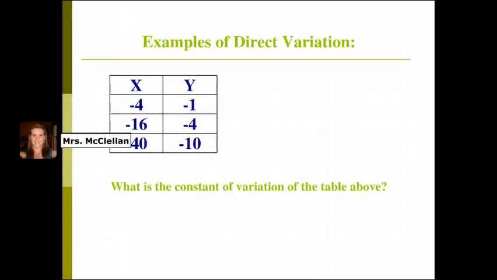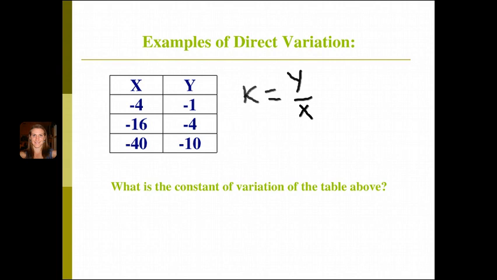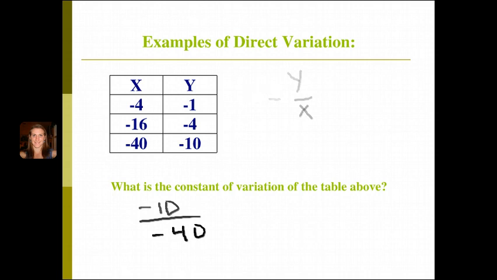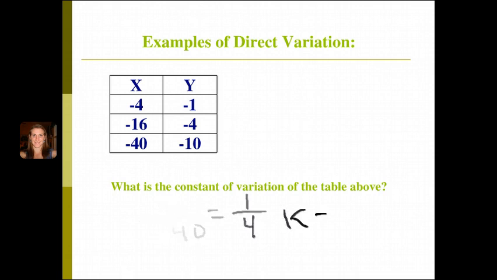Here is another example. We know that k equals y over x. So we're once again going to use that to define the constant. This time I'm going to use negative 10 for y. And if I use negative 10 for y, I must use negative 40 for x. It does not matter which point you use. And so when I reduce this, a negative divided by a negative will be a positive, and it will reduce to 1 over 4. Therefore, k equals 1 over 4.